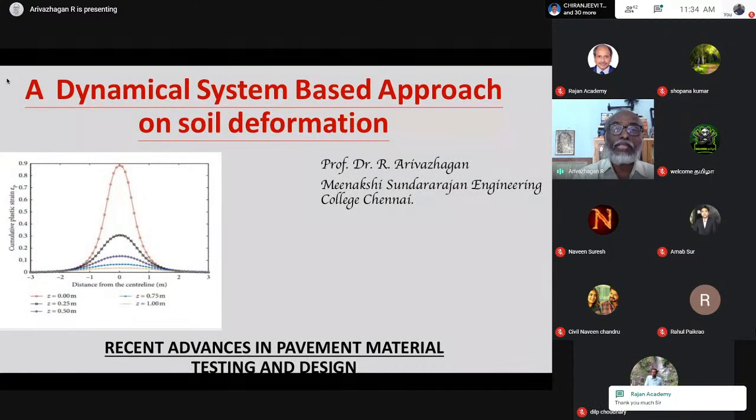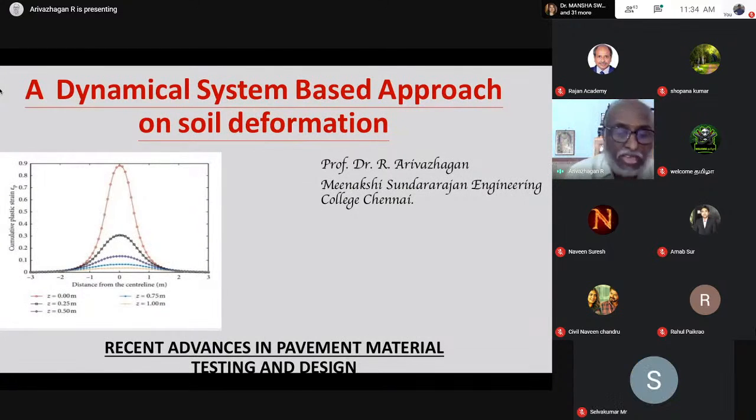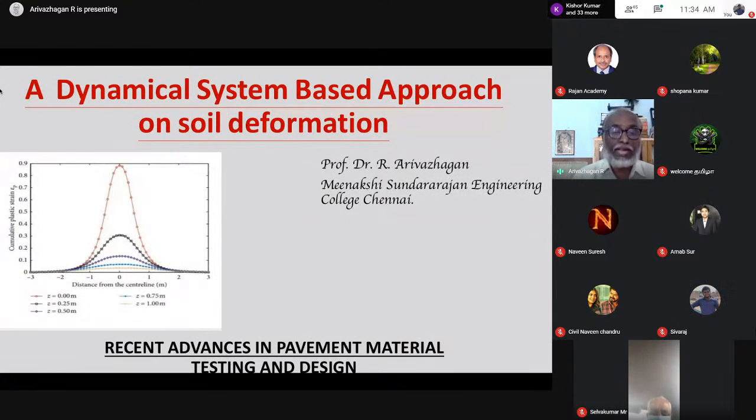So the topic is a dynamical system-based approach on soil deformation. Whatever development or activity we carry out on the soil, it gets disturbed and subjected to deformation. Whether it is a moving load, cyclic load, or axial load, it immediately affects the equilibrium of the soil. In order to evaluate the traffic load induced deformation, an elaborate study of soil deformation behavior is needed, and it is also essential.